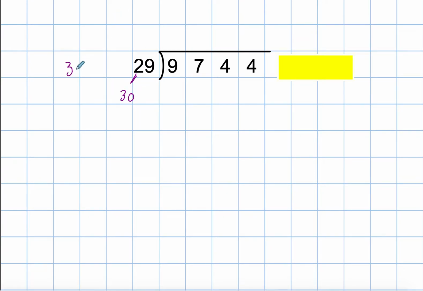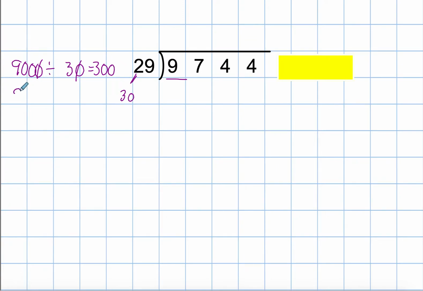So for my estimate, I'm going to look at the first two digits, the 97, and I realize I don't know my 3's all the way up to 97. So I'm just going to stop at 90, because at the 9, I know that I can do 9,000 and divide that by 30. Remember that my estimate should be pretty quick and simple. 9 divided by 3 is 3, and then I have 2 zeros.